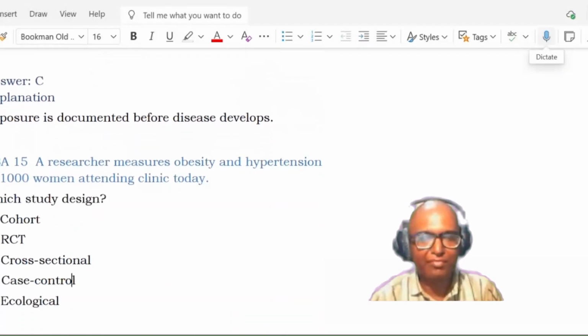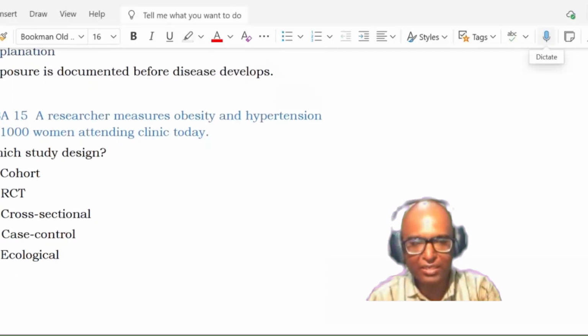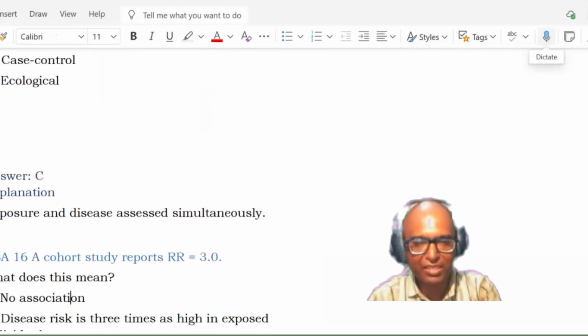Next. Question number 15. A researcher measures obesity and hypertension in 1,000 women attending the clinic today. Which study is it? A. Cohort, B. RCT, C. Cross-sectional, D. Case control, and E. Ecological. Sir, it is a cross-sectional study. It is done at one point. You get both; exposure and disease are measured simultaneously.